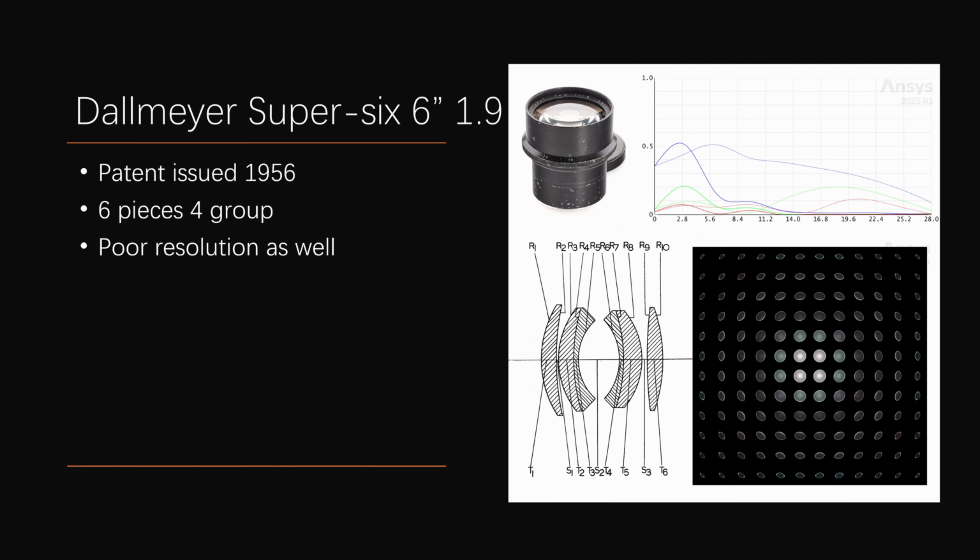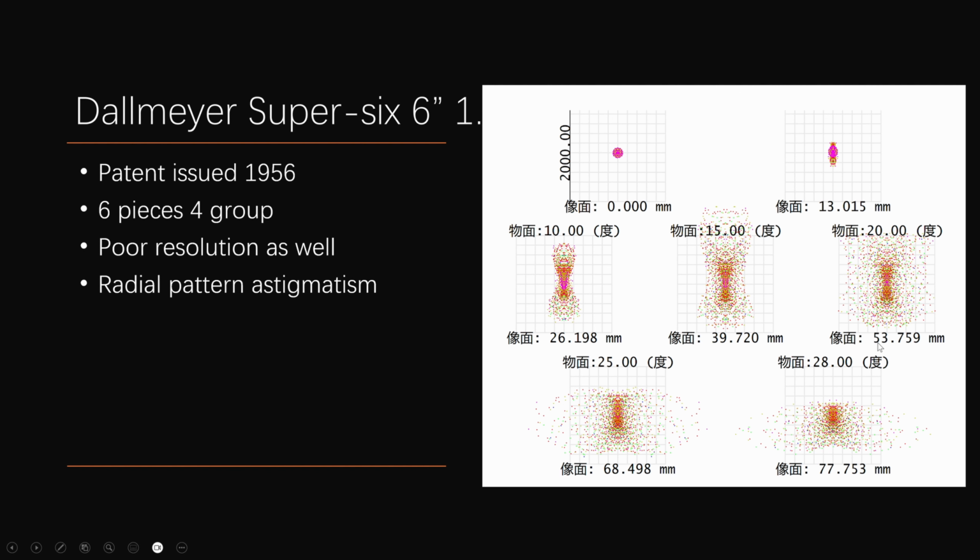Well, the Dornier Super 6, 6-inch f1.9. 6-inch is about 152mm. It's a design patented in 1956, which is the latest one here. It has 6 pieces of glass and 4 groups. Although they use 6 pieces, there are only 2 kinds of optical materials listed here. You can see the MTF curve is really bad, not sharp, and it also has this kind of astigmatism here. So the spot diagram is also bar shaped and not very contrasty.